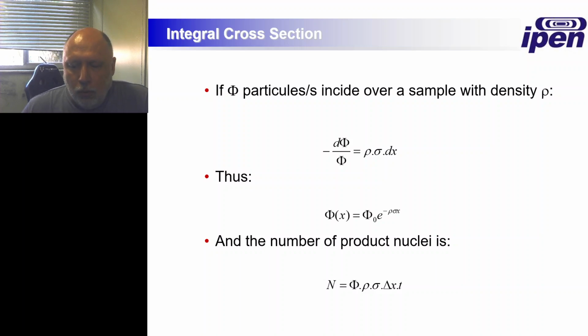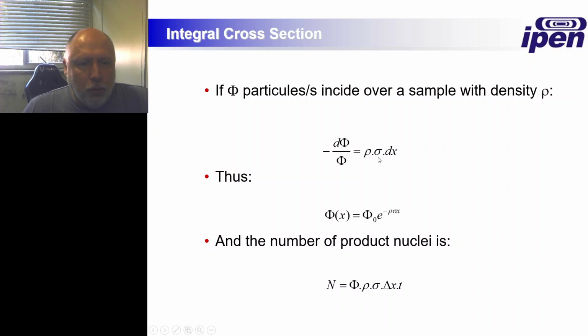Because the more dense the target is, the more nuclei you have to collide with. It has to do with the depth, of course, because the deeper you go, the more particles you have to interact with. And there's this sigma here. The sigma here, as you see, is something like a probability. So if I have this number of particles per second incident on this target here, the reaction will have to do with this guy here.